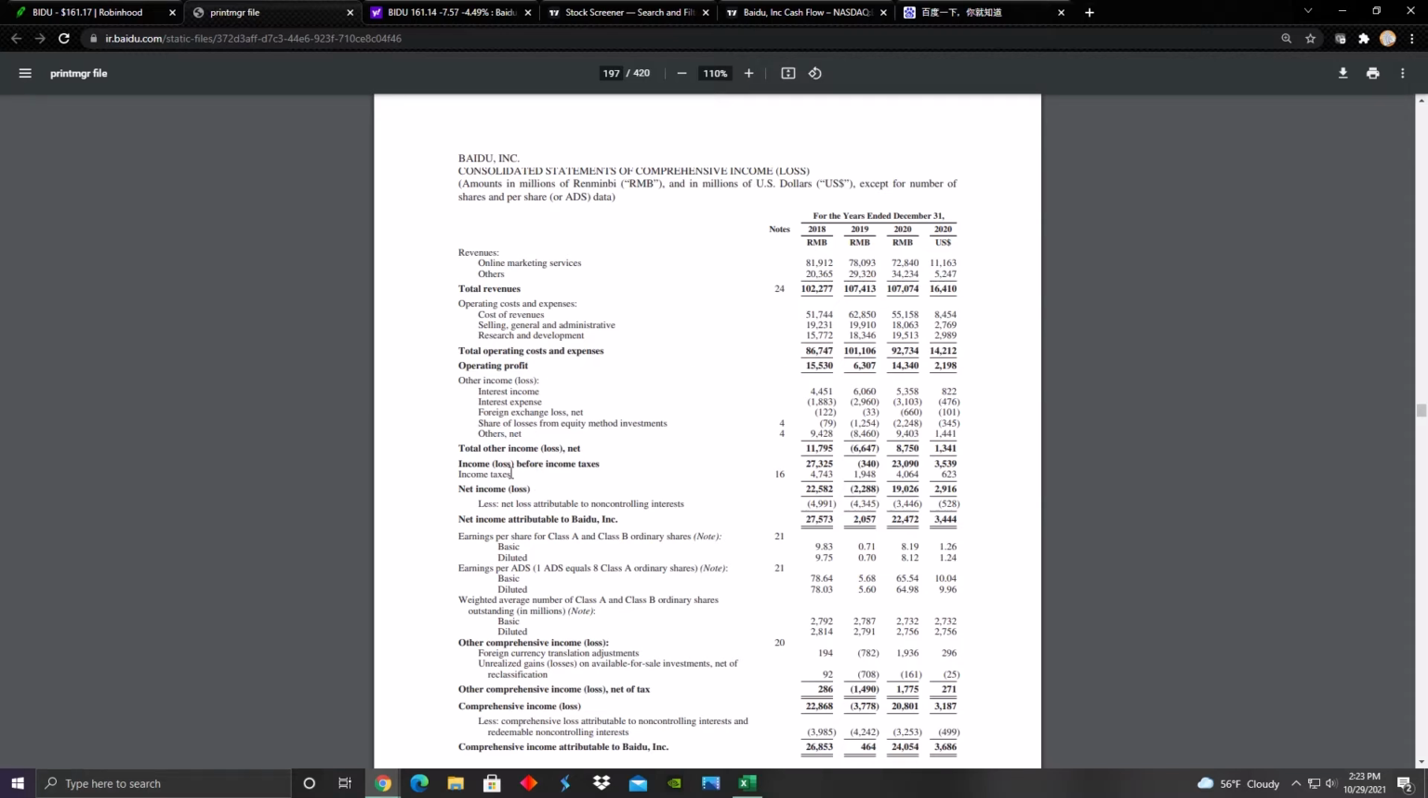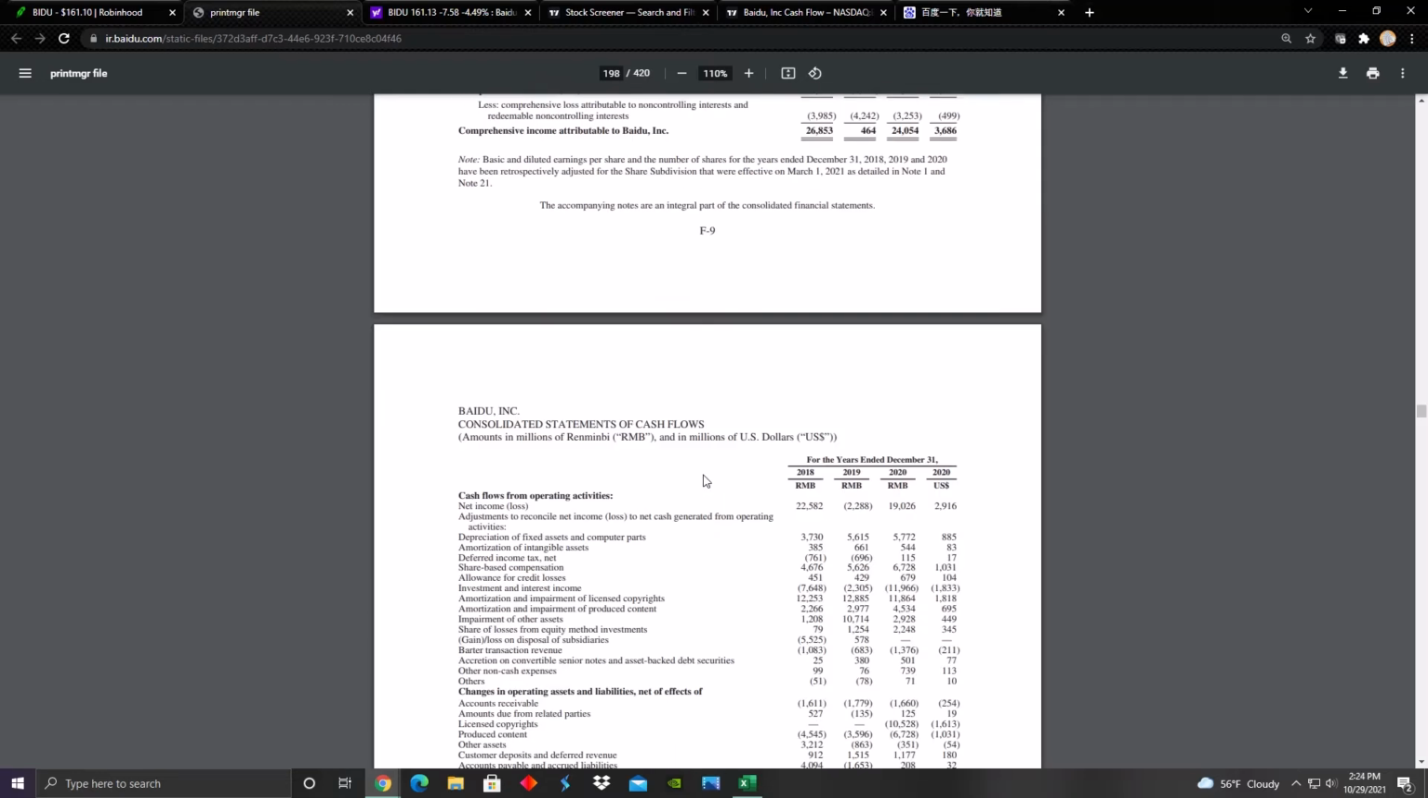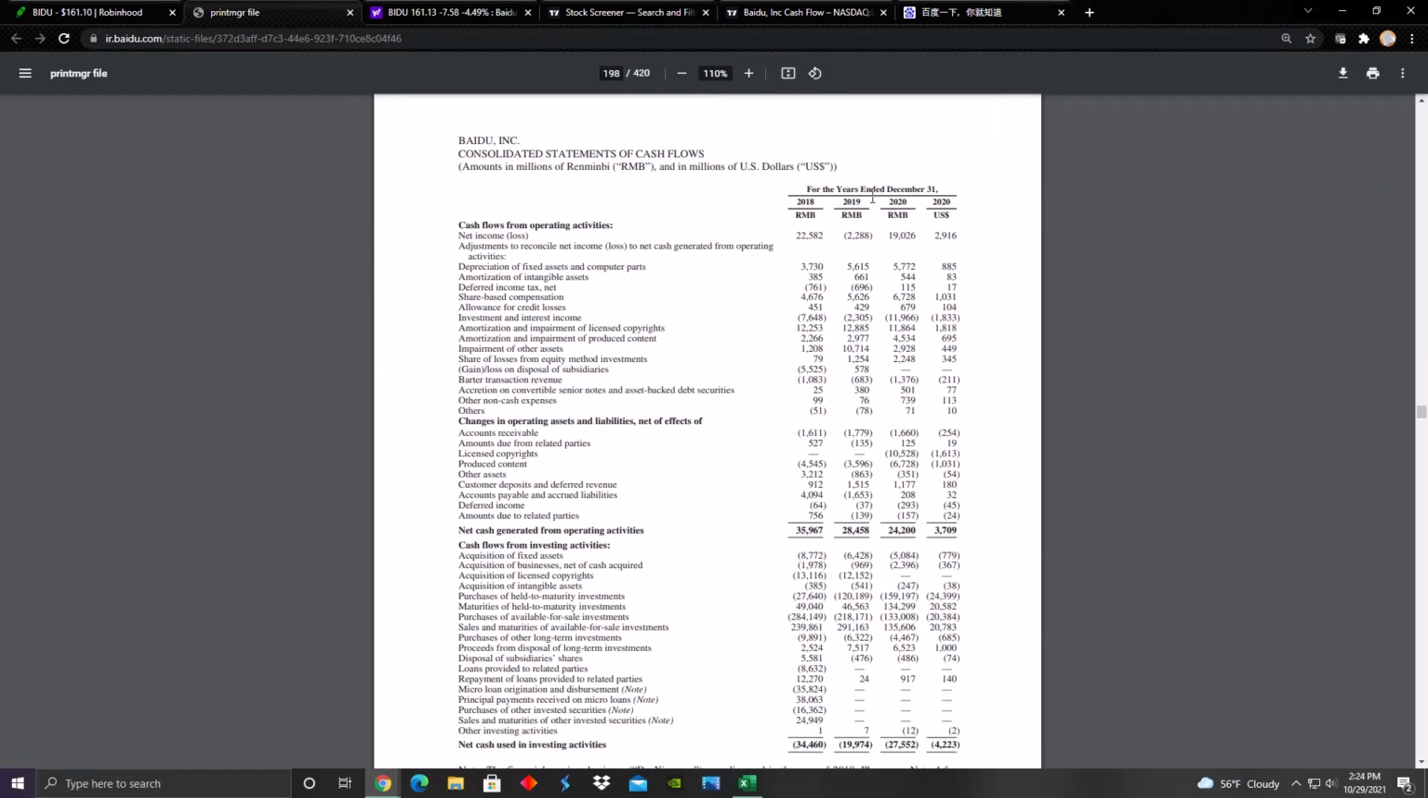And for their total net income or loss, we can see that in 2019 they experienced a loss for their total income, and then after taxes, net income was like negative 2 billion yuan, and it's declined from 2018 to 2020. Not the best sign, but we're going to go into that in a little bit, try to figure out why that is. Then finally, we have the cash flow statement.